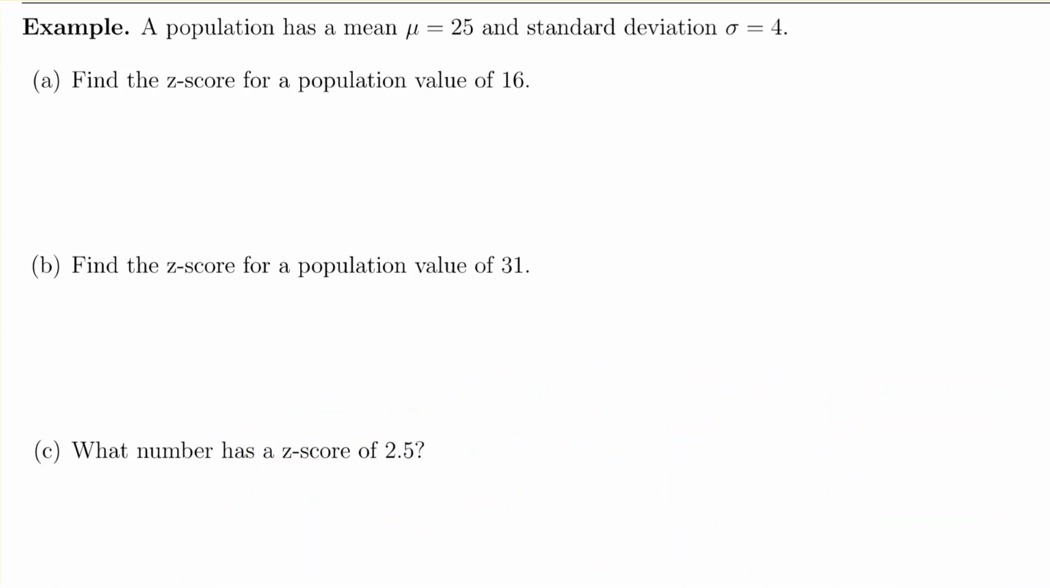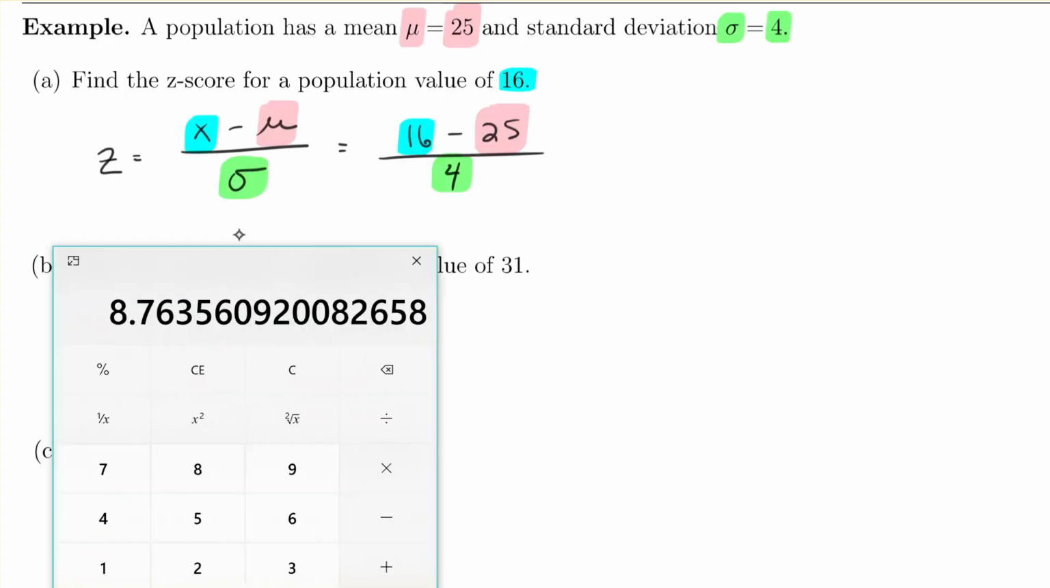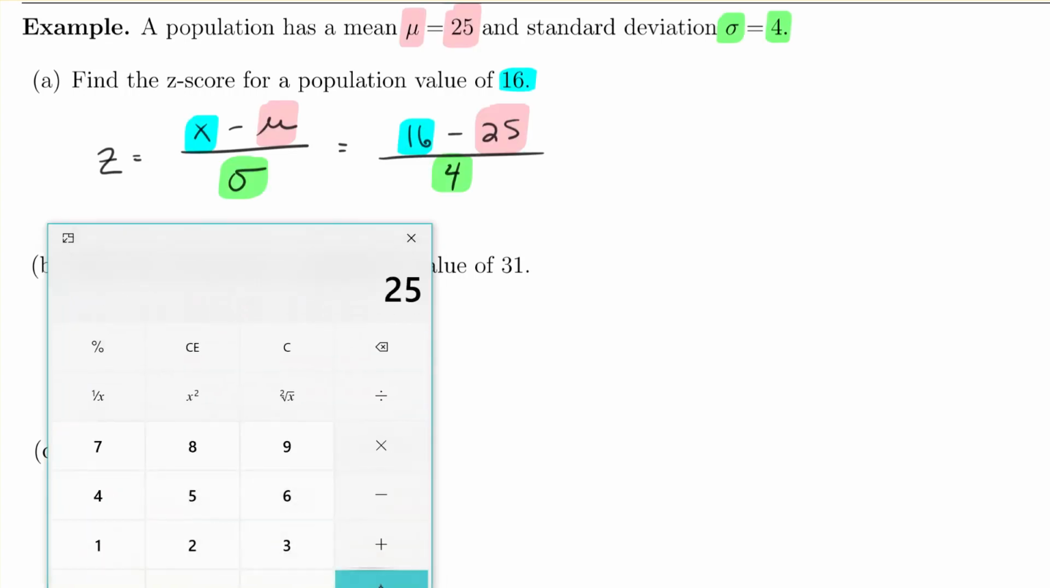So here we have a population with a mean of 25 and a standard deviation of 4. We're asked to find the z-score for a population value of 16. We know the formula for z-score in this case is data value minus mean, divided by standard deviation. So here I've got 16 minus the mean of 25, divided by the standard deviation of 4. So we have 16 minus 25, that is negative 9, divided by 4. Negative 2.25 is my z-score associated with the value of 16.